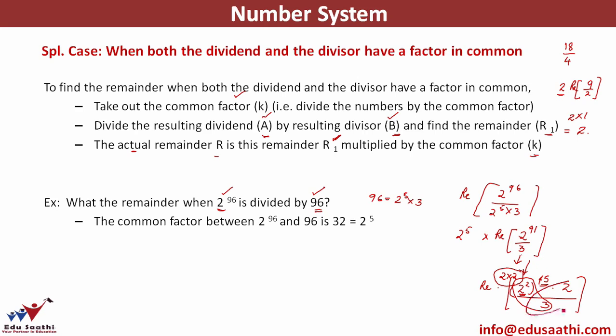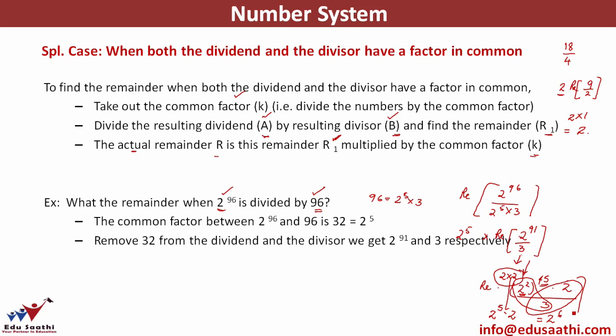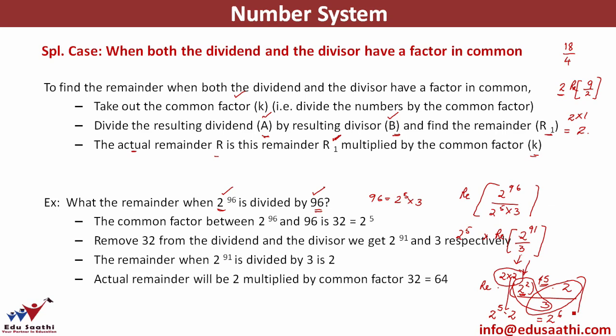I'll be left with this. 2 when divided by 3, by applying the multiplicative property, would give a remainder of 2. This remainder would be multiplied with the common factor to give you your final answer. So let's go ahead. 32, I am replacing it. I am writing it with 2 raised to power 91 and 3. So the final remainder when 2 raised to power 91 is divided by 3 is 2, which will be multiplied with 32 to get to your final answer as 2 raised to power 6, or 64.